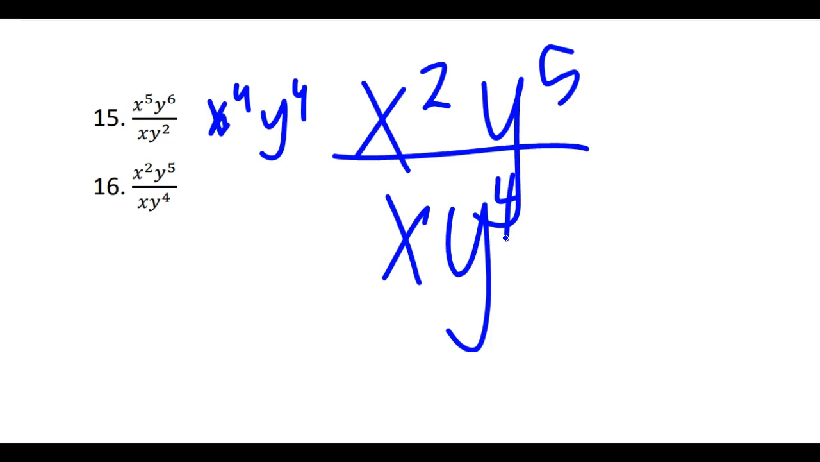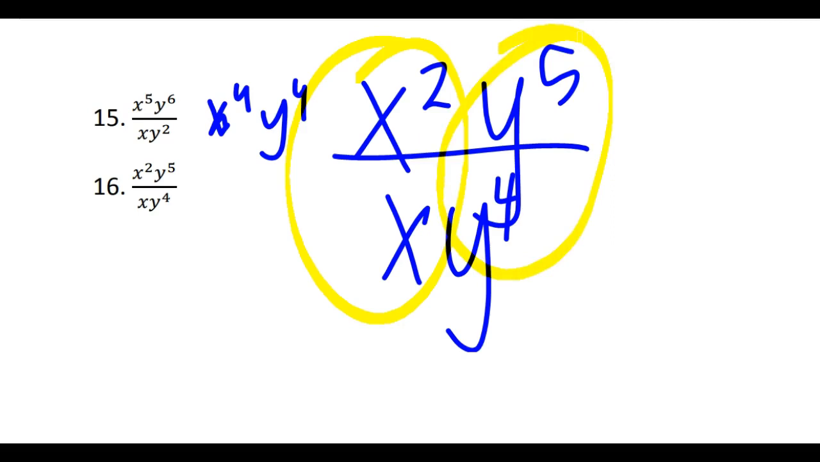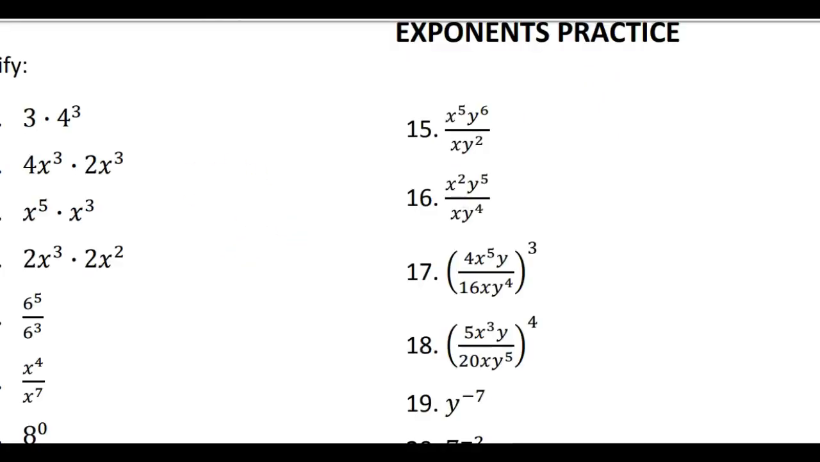Okay. And so how would we solve that one? The answer is x times y, because the 2 subtracts the other exponent and equals 1, and then the 5 subtracts the 4 and then equals 1, so it's x times y. Yes, that's correct. It would just be xy.